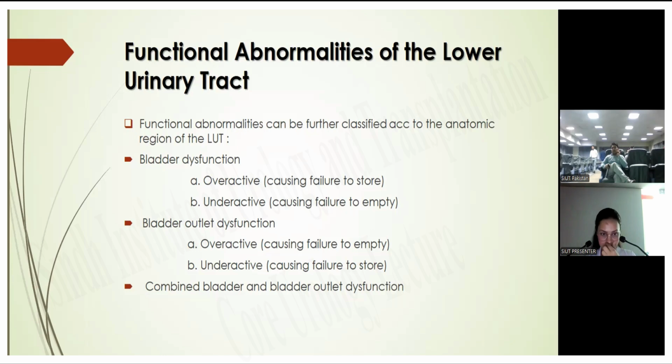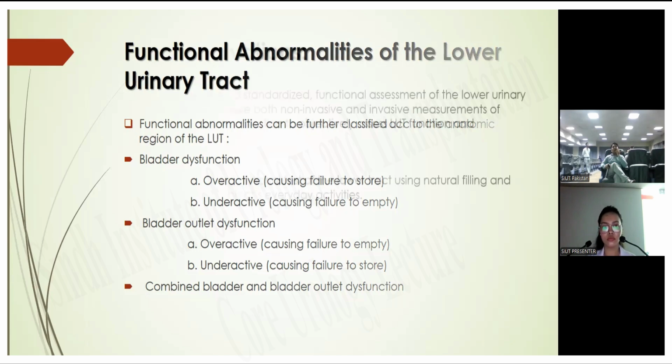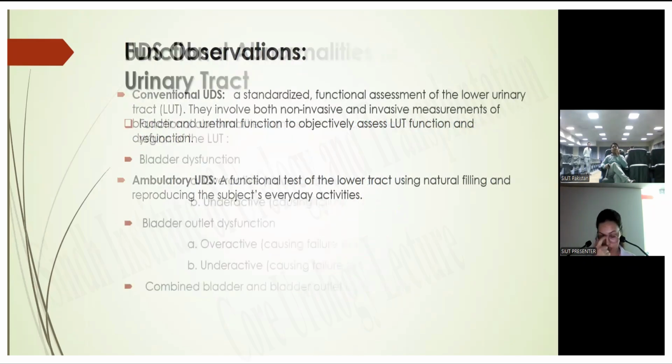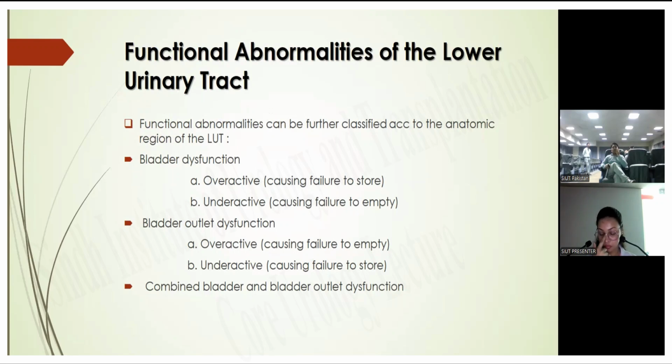So eventually, when abnormalities occur in all these things, what happens? The patient has symptoms, lower urinary tract symptoms, or in some cases there is a risk of upper tract damage. There is a risk of renal failure, or if the bladder becomes decompensated, or if the ureter becomes refluxing, then there is a risk of upper tract damage. So you have to understand it in the context of the lower tract and the upper tract.